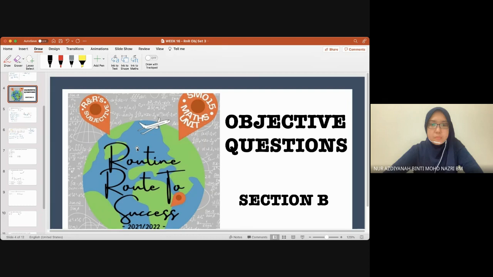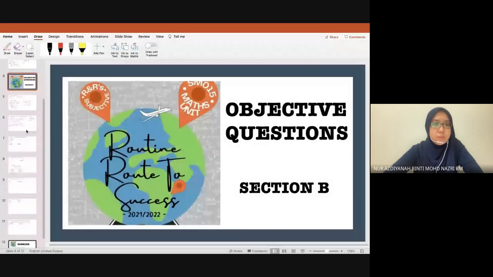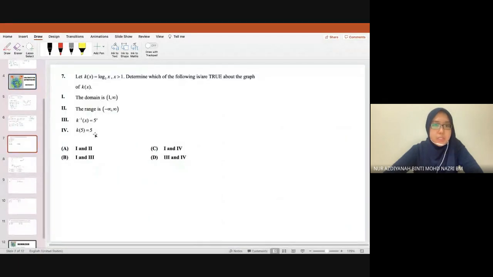Okay, so for our question here, I want to discuss question number 7. We have already completed a few questions from the previous part. Now for question number 7, we try to take a look at this one. Determine which of the following is or are true about the graph of k(x).